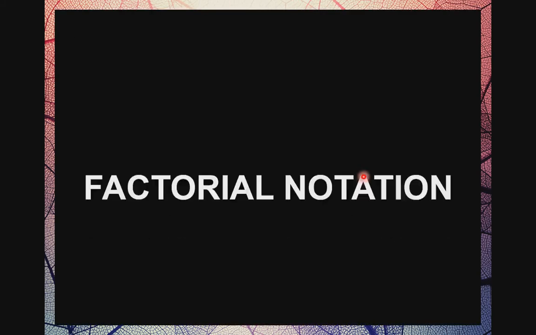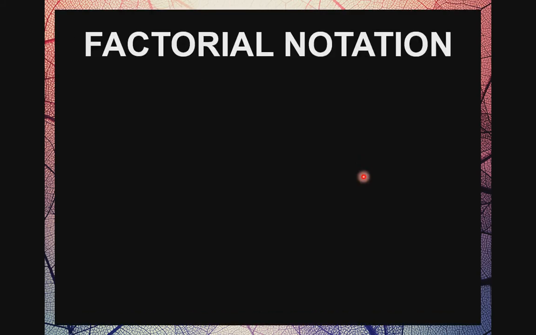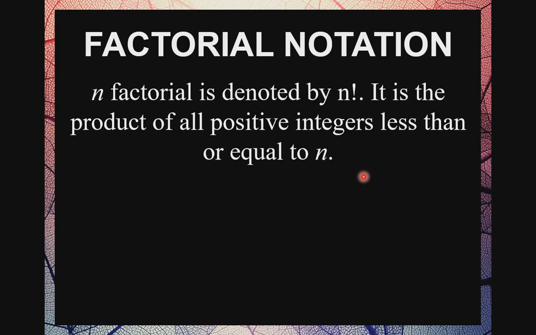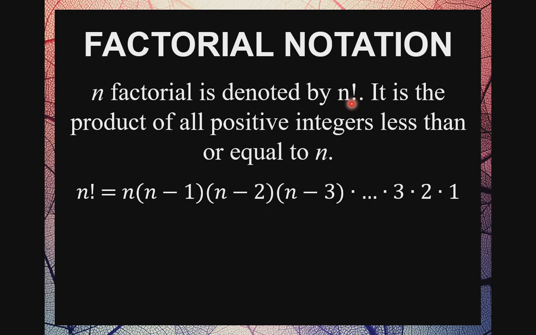Okay, next. Let's go to the factorial notation. N factorial is denoted by n exclamation point. Again, ang basa po natin dito is n factorial. Ito lang yung symbol niya, with n and exclamation point. It is the product of all positive integers less than or equal to n. So, kung meron tayong n, i-multiply mo siya sa sarili niya times the number lower than it by 1, then mas mababa ng 2, mas mababa ng 3, hanggang mauwi na lang tayo sa 1.